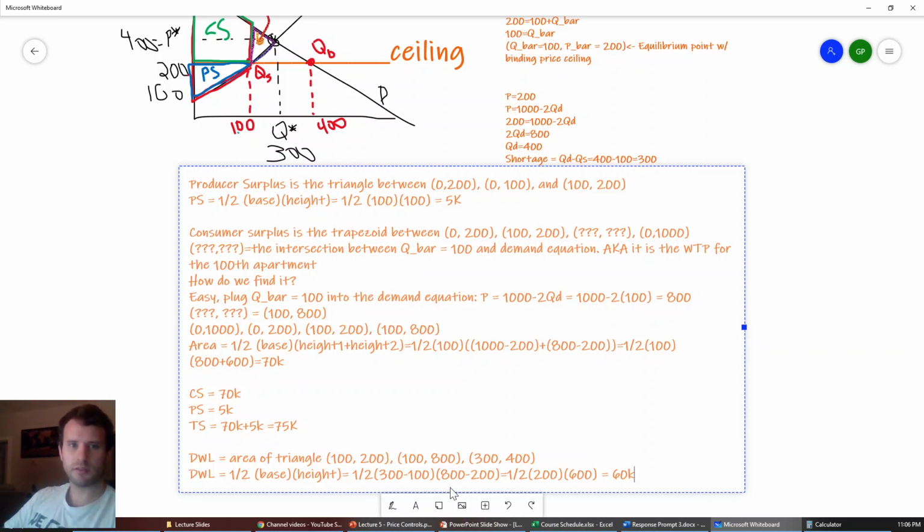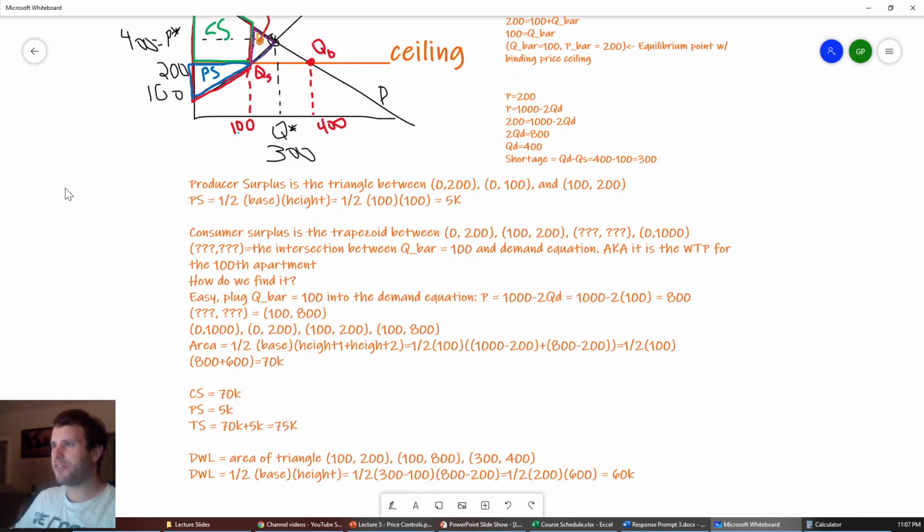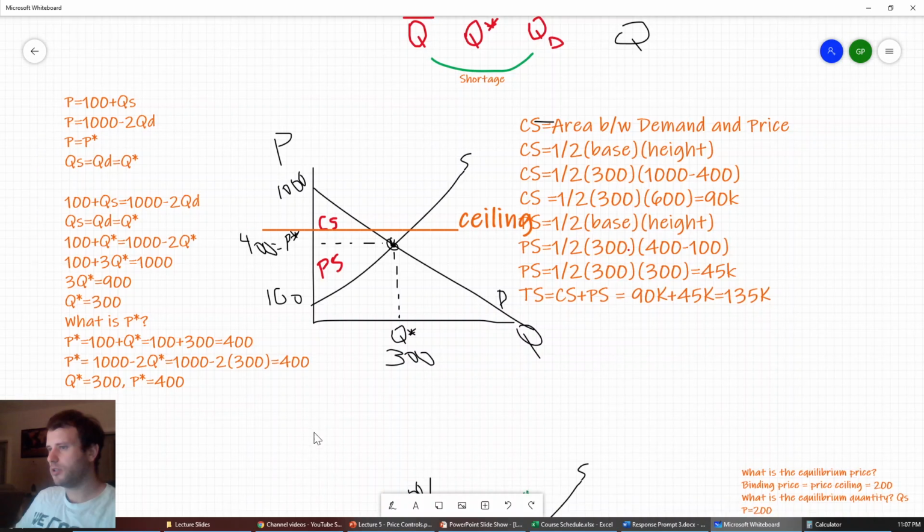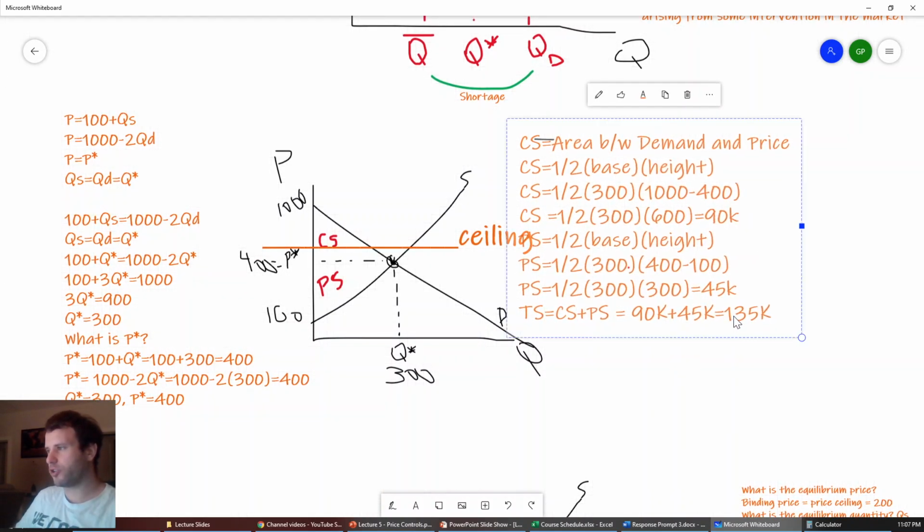Okay. Now you get to this point, and what do you do? You say, "Oh, I don't know what I'm doing. I got an answer, but I don't know if it's right or not." Well, what you can do is, hey, we have this graph up here, right? And we found the total surplus of 135K, right?